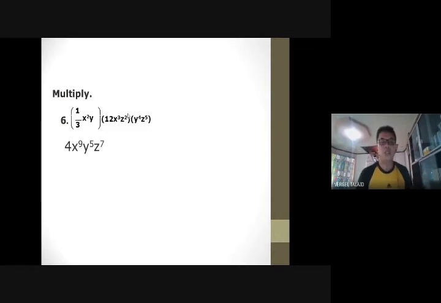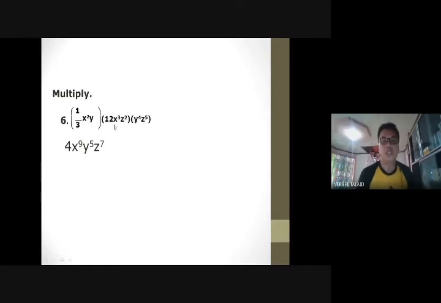Now for number 6, that is 1 third x squared y times 12x cubed z squared times y to the power of 4 z to the power of 5. So for the numerical coefficients, we have 1 third times 12 times 1. What is 1 third times 12? That is 4. Since we are going to multiply 12 by 1 third, 12 divided by 3 is 4. So 1 third of 12 is 4, times 1 is 4.